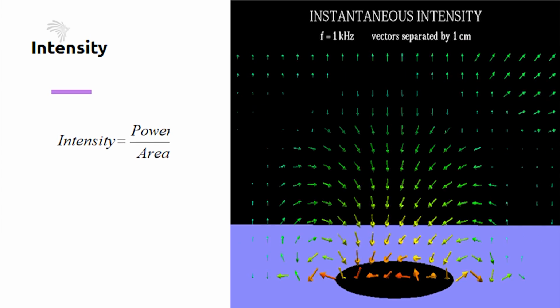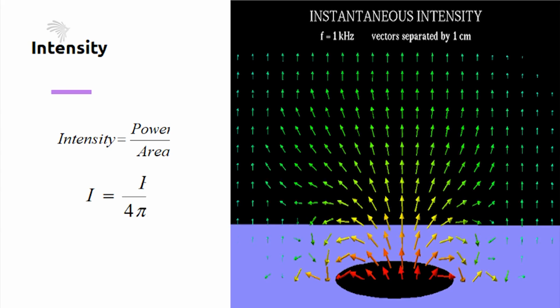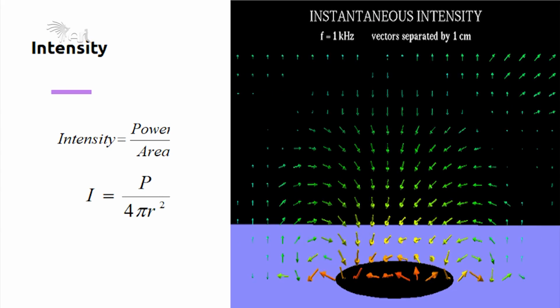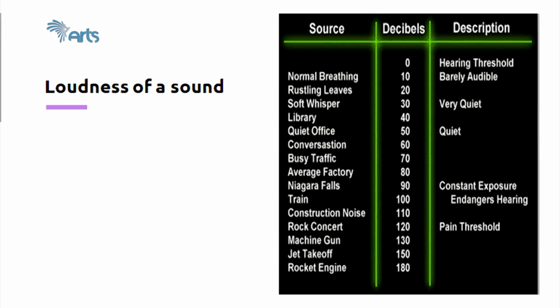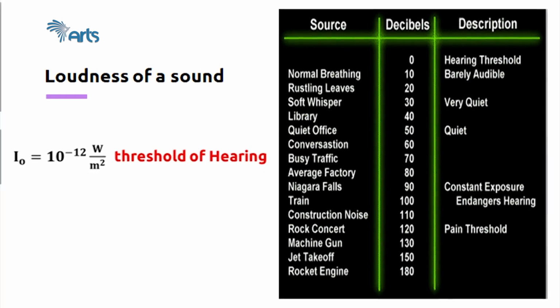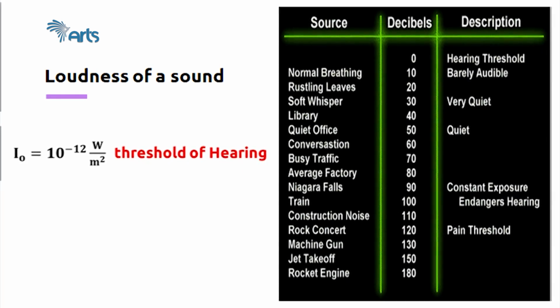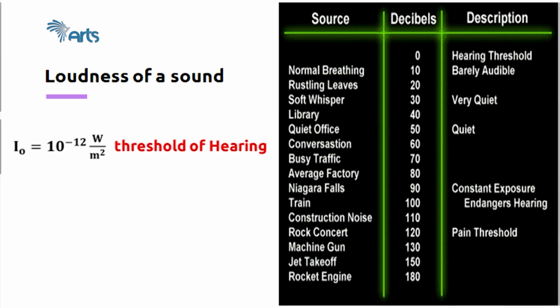If we take the area of a sphere, then the intensity from a sound wave can be given as P divided by 4πr². Hearing and decibel. The loudness of a sound is measured by the logarithm of intensity. The intensity I₀, which is equal to 10^-12 watt per meter squared, is called the threshold of hearing. It is used as a reference intensity to measure the loudness of a sound.